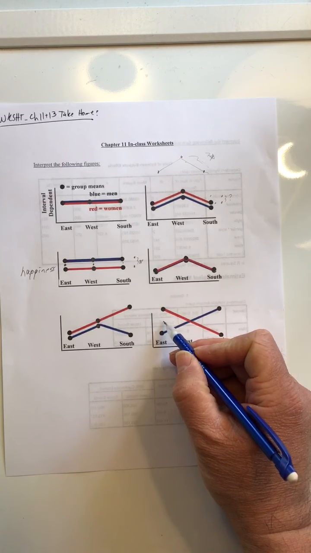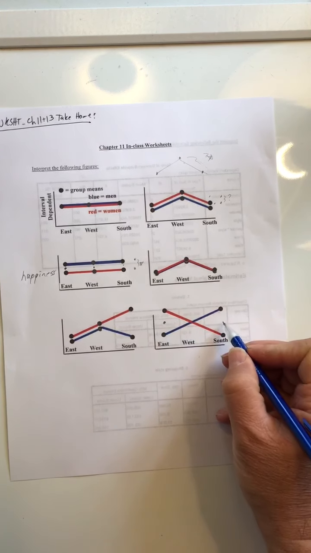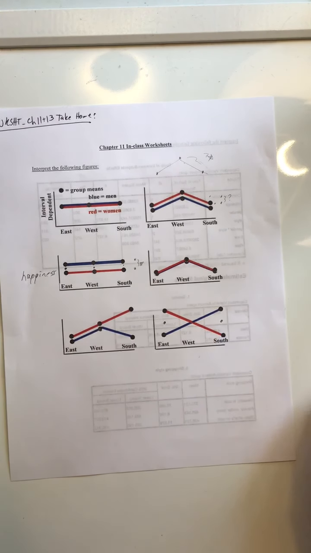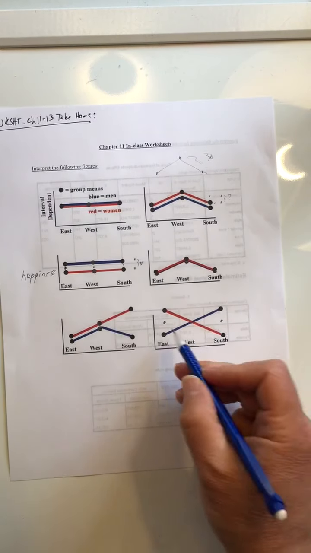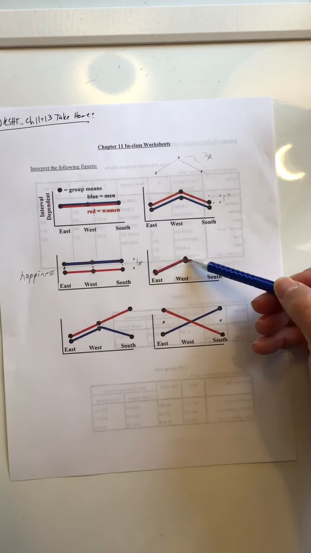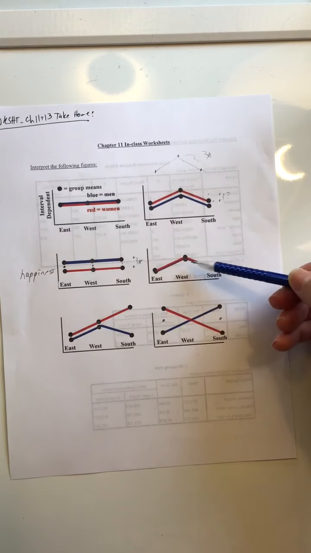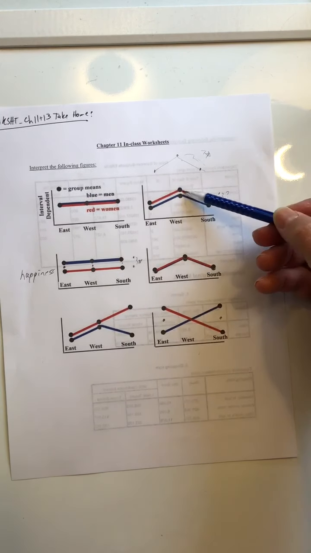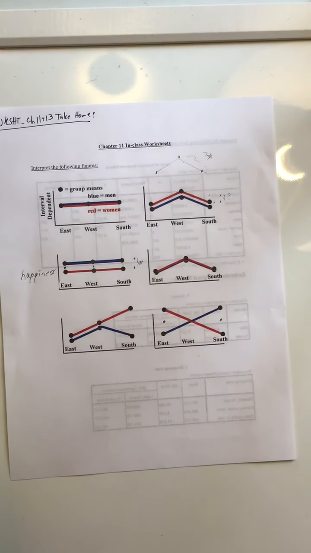Well, let's take the average of the East. Average of the East is right there. Average of the South is right there. Can I say I think being in the East or the West or the South is awesome? No, I can't say that either. Can I say that here? Yes, I can make that statement. I can say being in the West is much better.